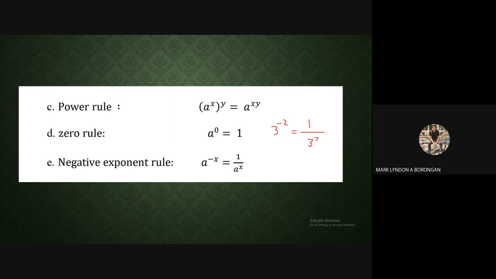So it becomes 3 squared. 1 over 3 squared is just equal to 3 to the power of negative 2. Okay, so any number, guys, 3 to the power of negative 9, you can make its exponent positive. So it becomes 1 over 3 to the power of 9. Okay?